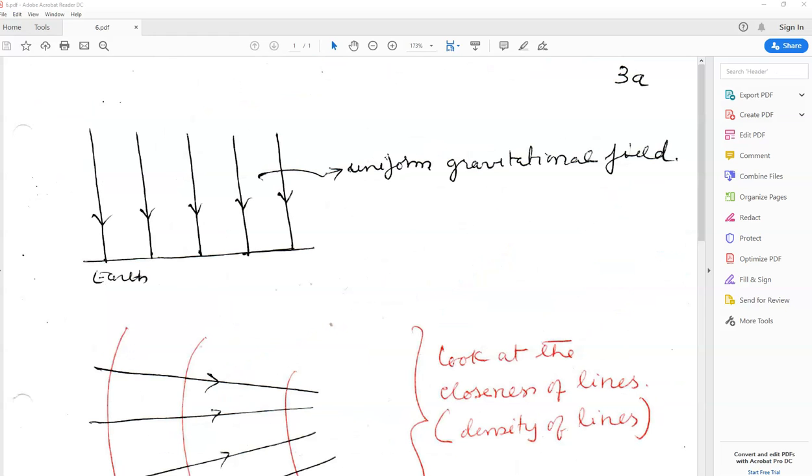You have to know something about the uniform gravitational field. Uniform means constant or the same. Now if you look at this diagram, these lines are separated by an equal distance. So we can say that the gravitational field strength at all these areas is the same.